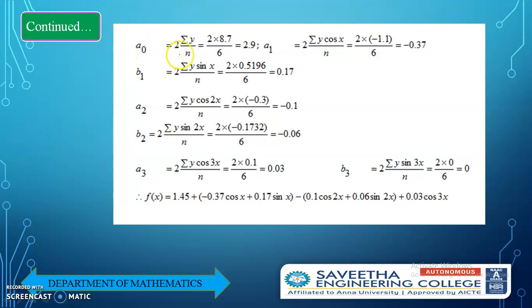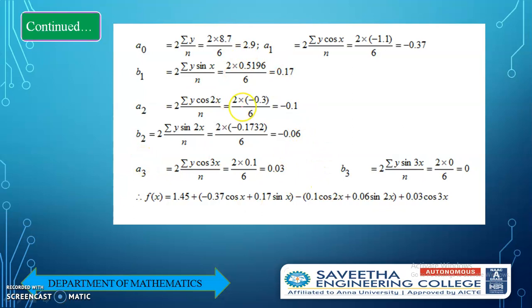Therefore, a naught equal to 2 times summation y by n. What is the total value? 8.7. 2 into 8.7 whole divided by 6. We get 2.9. Similarly, we can write a1: 2 into summation y cos x divided by n, n equal to 6 here. Okay. Then 2 into, replace summation y cos x, that is the total value, minus 1.1 divided by 6. So we get minus 0.37. So similarly, we can find b1 and a2, b2, a3, b3.